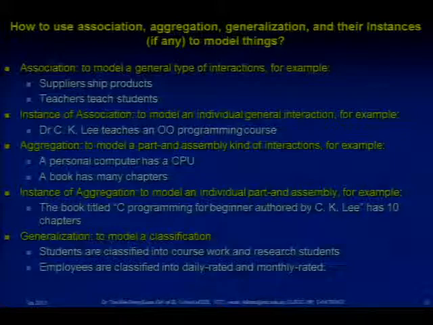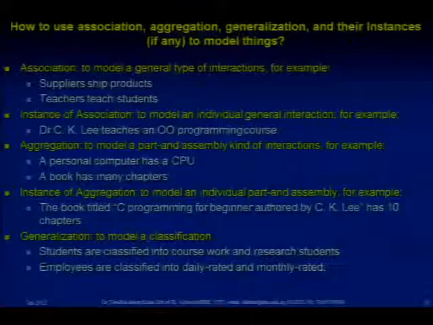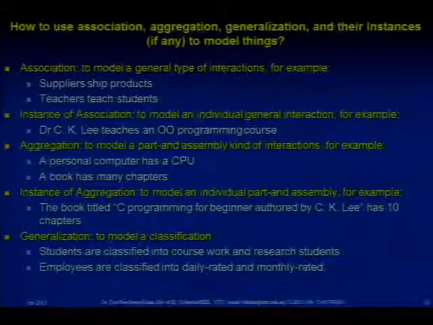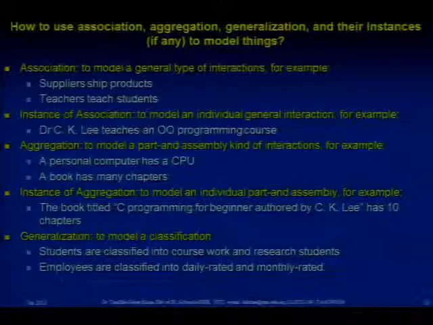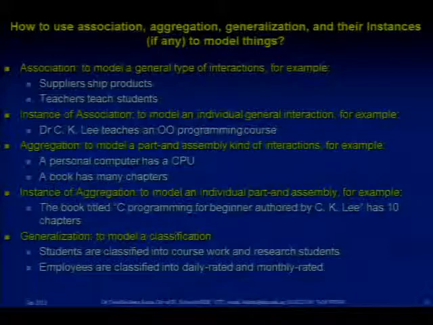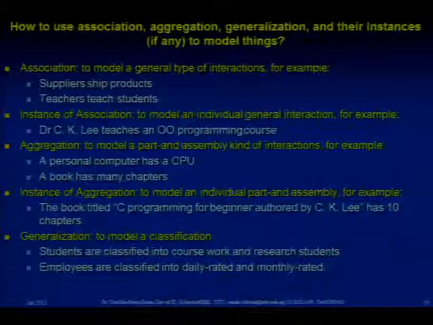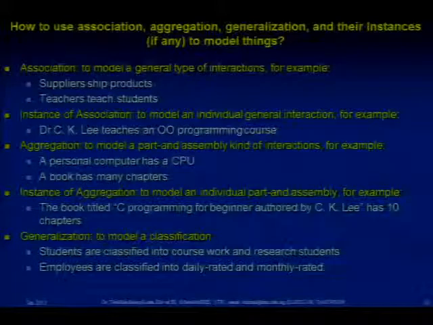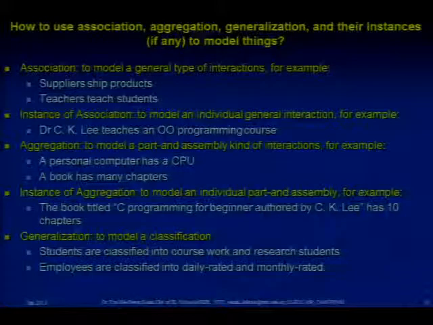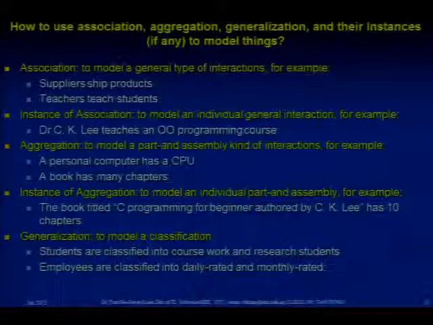Instance association is to represent an individual interaction, an individual specific piece of interaction. And aggregation is to represent a type of part and assembly kind of interaction. A type of part and assembly interaction is also a type, and each individual part and assembly interaction will be an instance of aggregation.